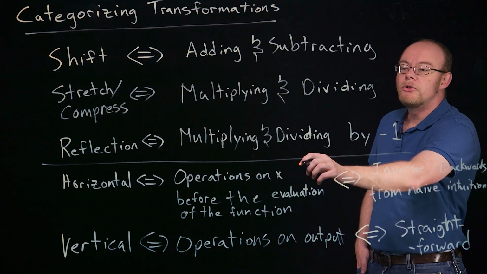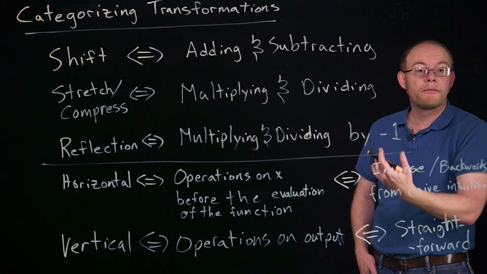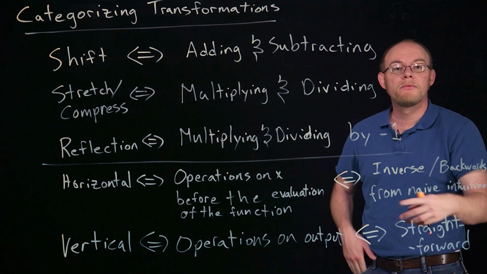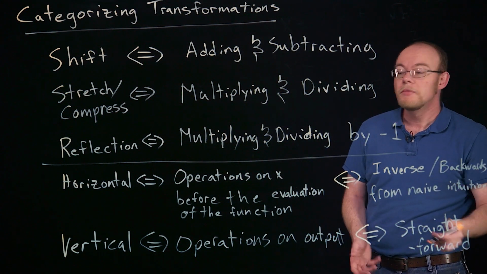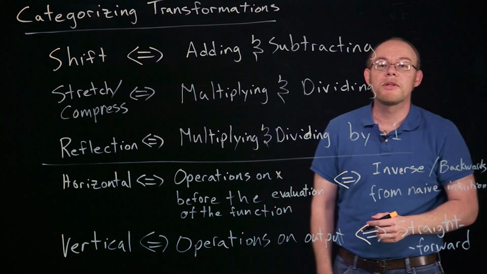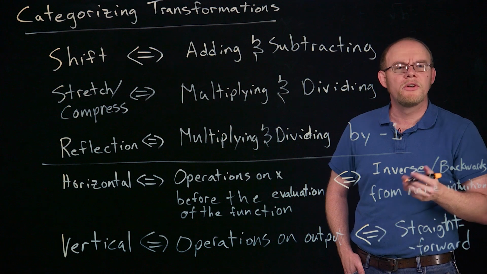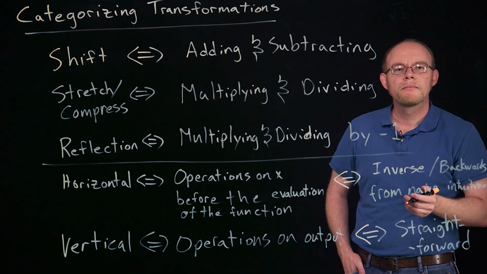Any operation that you do to the x before you evaluate whatever your function is going to be a horizontal action, and it's going to be the inverse of what your naive intuition tells you to do. And likewise, any operation that happens on the output is a vertical operation, and that's going to be very straightforward. It's going to do exactly what you think it should do.